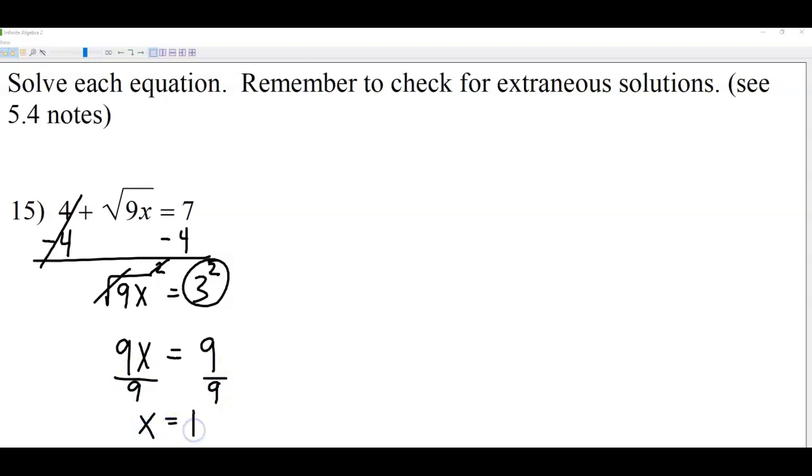And from there, we should have a simple equation to solve, which in this case can be done with just division. And so we have x equals 1. Now, the problem says, remember to check for extraneous solutions. When it comes to square root equations, it's possible that the answer you get isn't allowed. It's called an extraneous solution. And the way that you make sure that answer is acceptable is by plugging it into the original equation and seeing if it works.